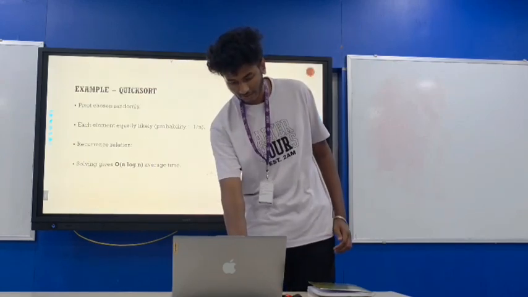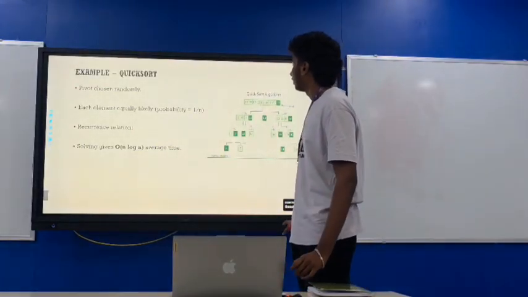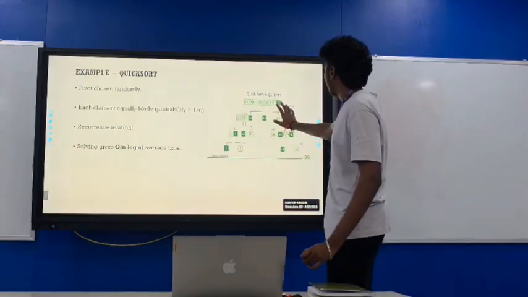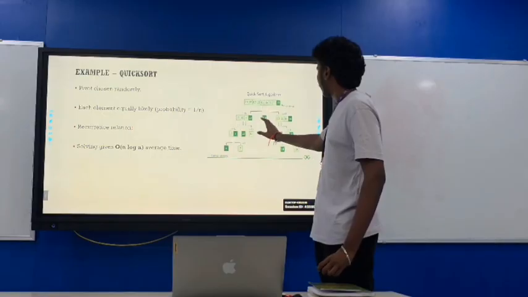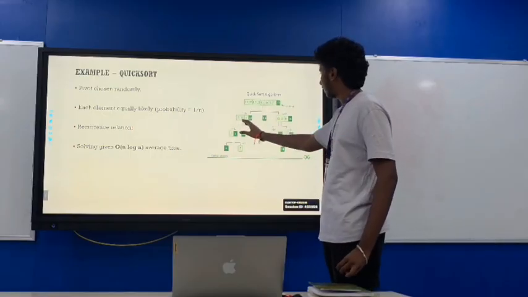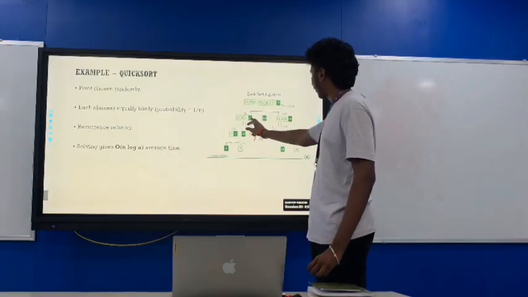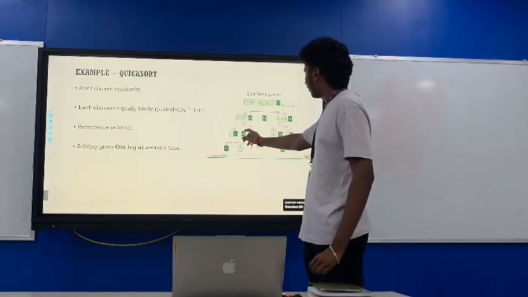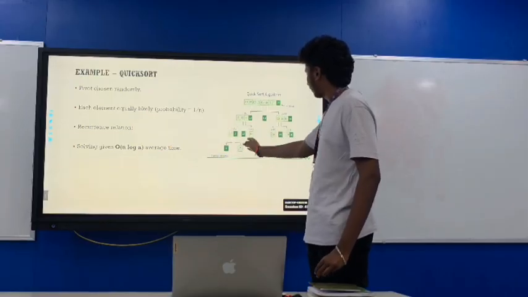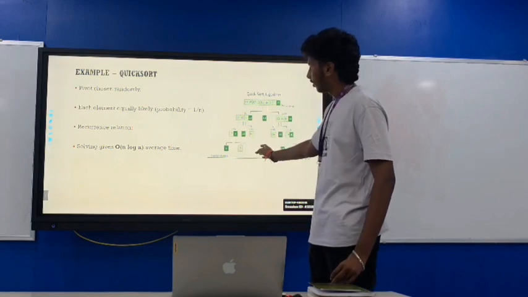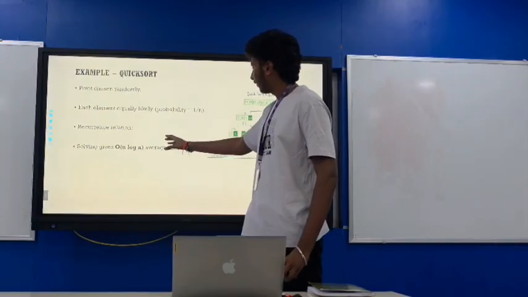Now moving on to the next slide, we have the example of quicksort. In quicksort we choose a pivot randomly, and the values less than the pivot are written on the left side and the remaining on the right side. Again we take 11 as the pivot, and values less than 11 are written on the left side and values greater than 11 are written on the right side. We do the same like this. And the time complexity of quicksort is O(n log n).